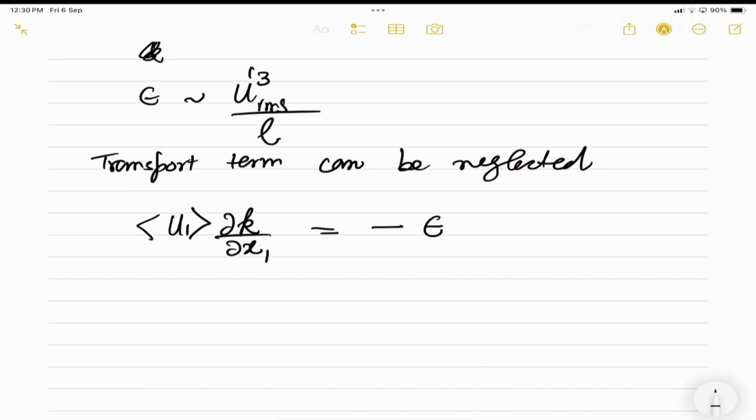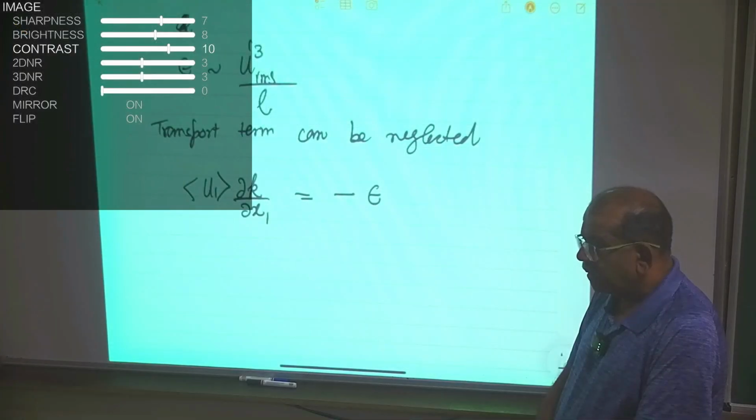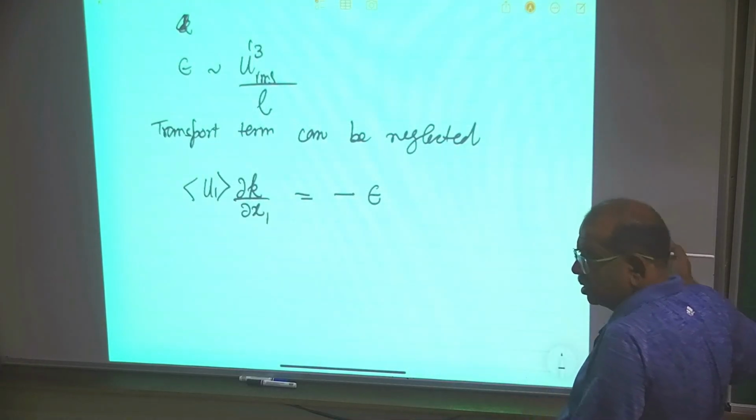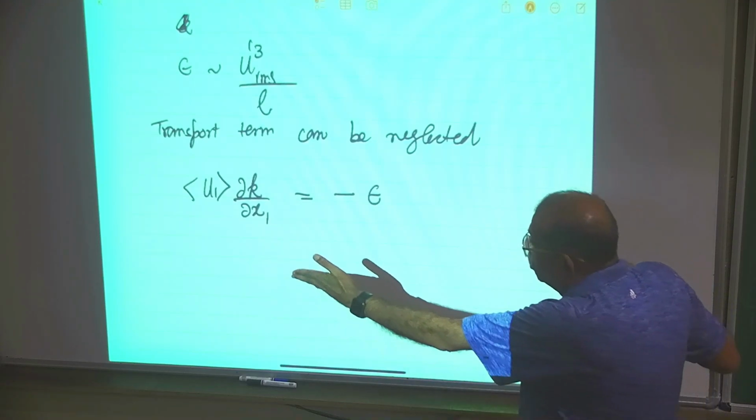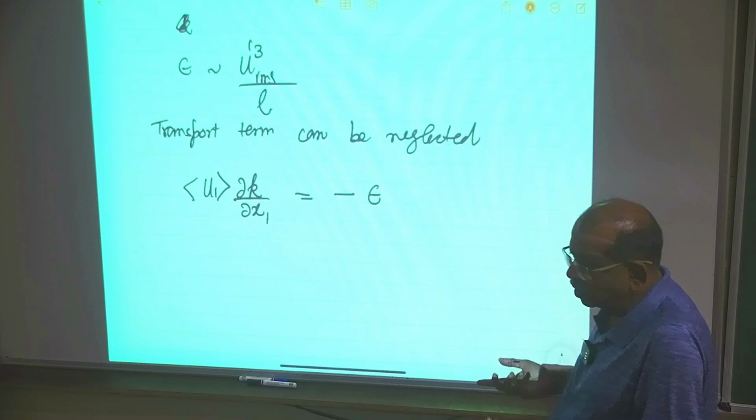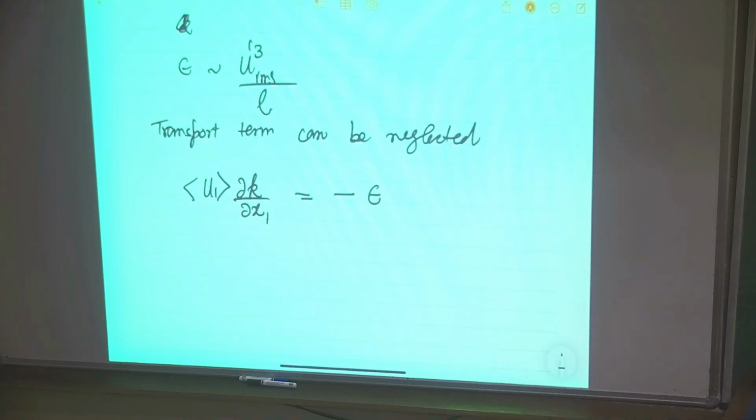Above you wrote transport terms to be of the order of u prime RMS cube by x1. So what order is x1? x1 is the distance along the downstream direction, so it will be of the order of the length of the wind tunnel or whatever it is. Right, but I'm not able to understand why we can neglect transport terms if we have epsilon of the order u prime RMS cube by L.